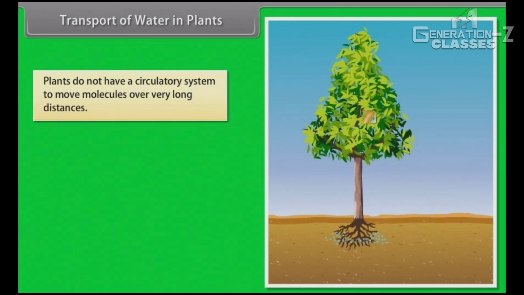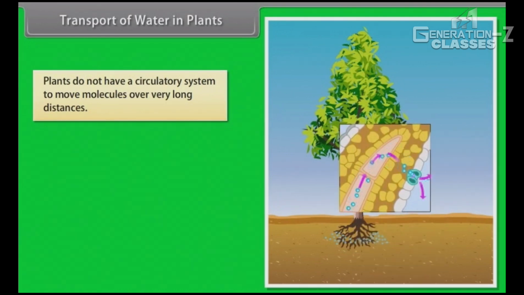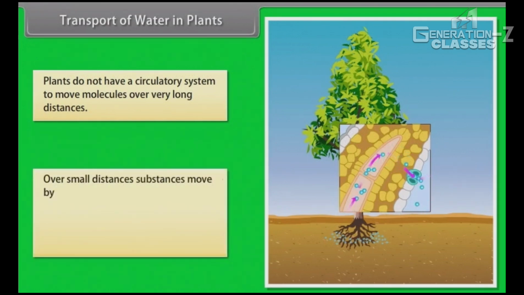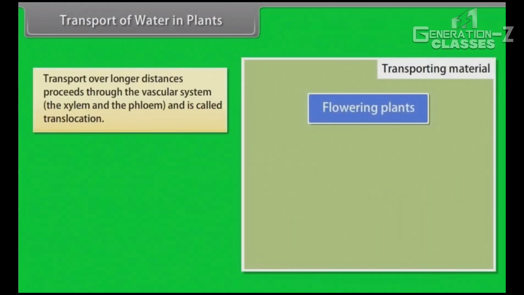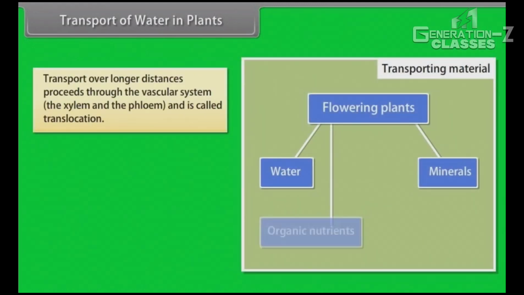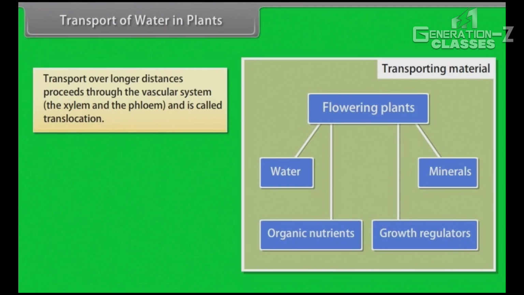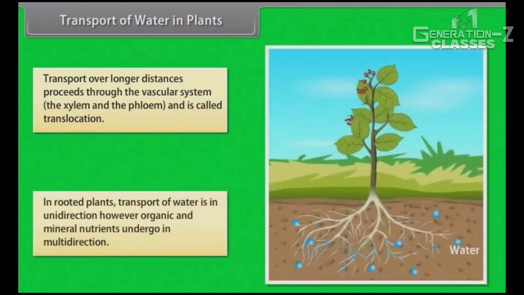In a flowering plant, the substances that would need to be transported are water, mineral nutrients, organic nutrients, and plant growth regulators. Over small distances, substances move by diffusion and by cytoplasmic streaming, supplemented by active transport. Transport over longer distances proceeds through the vascular system and is called translocation. You will be surprised to know that in rooted plants, transport in xylem is essentially unidirectional from roots to the stems. Organic and mineral nutrients, however, undergo multidirectional transport. Now we will learn about the means of transport for short distances in plants.